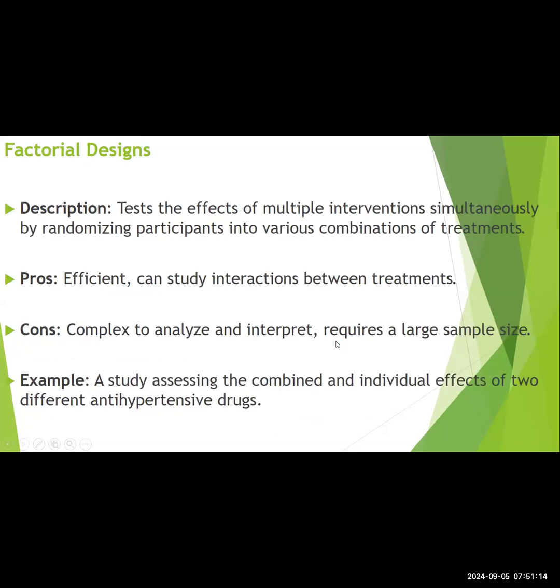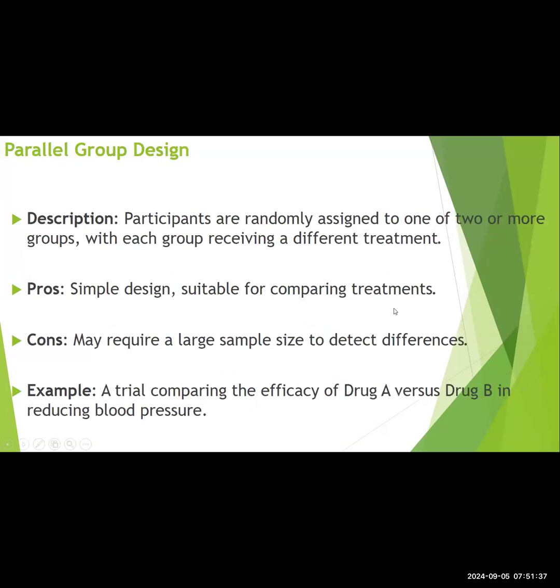Then factorial study. This involves when you use multiple interventions and you randomize participants into various treatment groups. So for example, you want to assess the combined and individual effects of two different antihypertensive medications. Then others include the parallel group design. This involves randomly assigning participants to one or two groups, with each group receiving a different treatment. For example, you have 3 groups. You want to look at lisinopril, spironolactone, and beta blocker. So you have different groups and you give them these 3 antihypertensives, and look at the effectiveness and efficacy of these drugs.